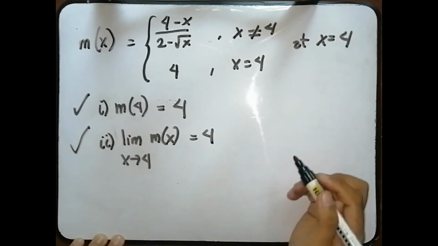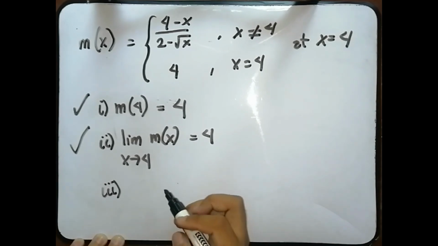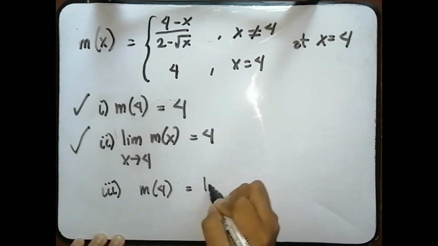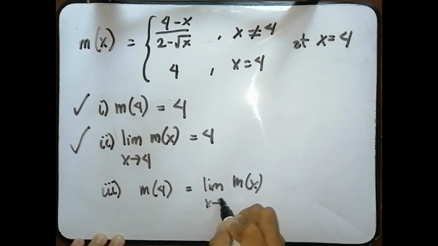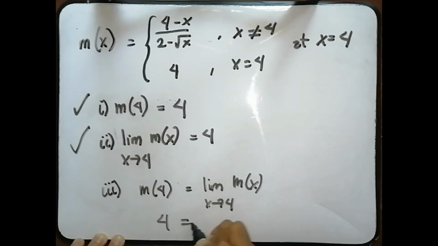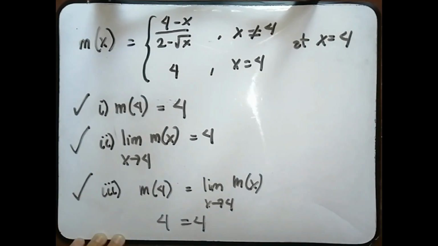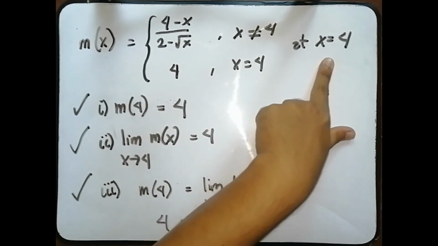So, check na tayo dyan. And finally, the two must be equal. So, since m of 4 is equal to the limit of m of x as x approaches 4, that is 4 equals 4, therefore, satisfied yung ating third criterion. So, since satisfied yung tatlo, then we say that m of x is continuous at x equals 4.